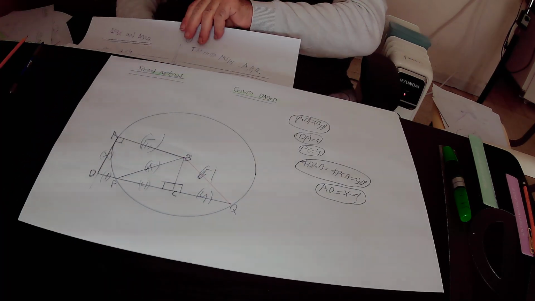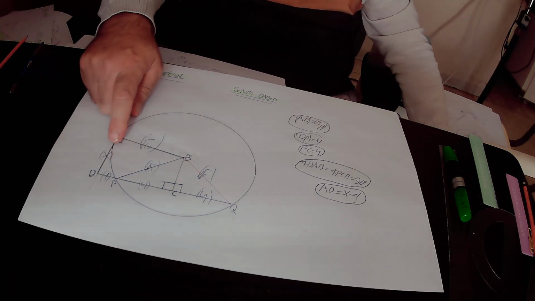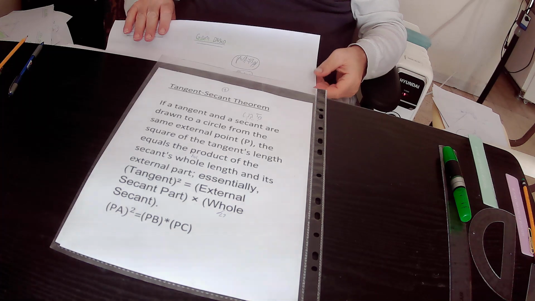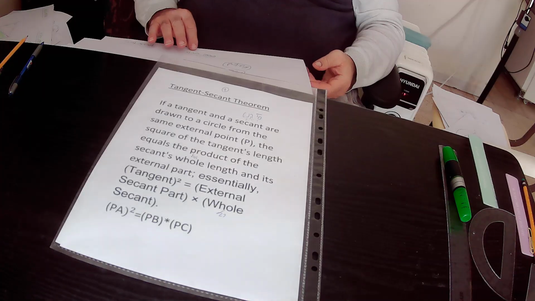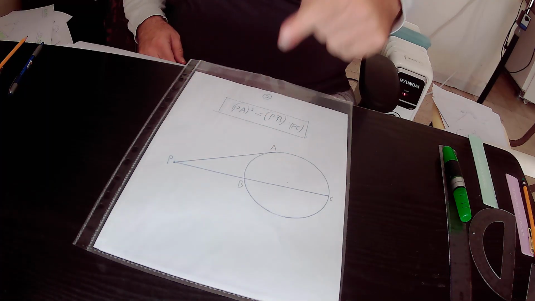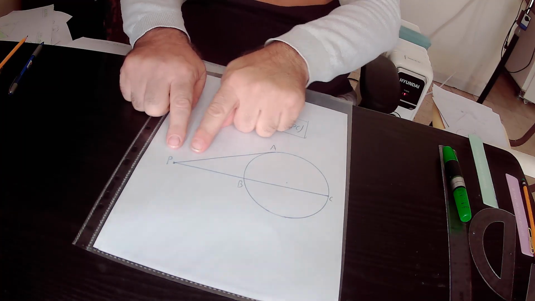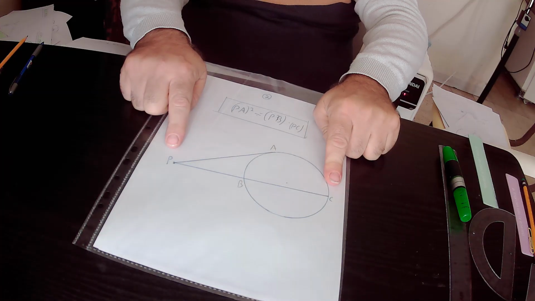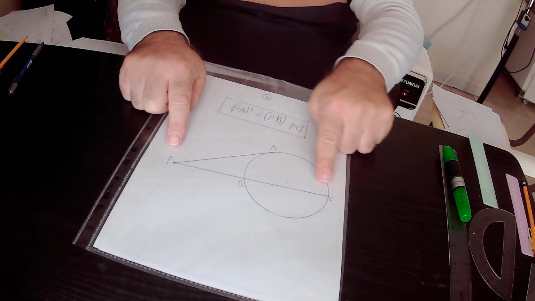So here we can implement the tangent secant theorem in our drawing if we focus on this external point D. Please click on tangent secant theorem. According to the tangent secant theorem, if a tangent and a secant are drawn to a circle from the same external point P, from this point P we have tangent PA that is tangent to this circle at point A. Likewise, from the same point P, we have secant PC, and the external part of secant PC is PB, and the secant in total equals PC.